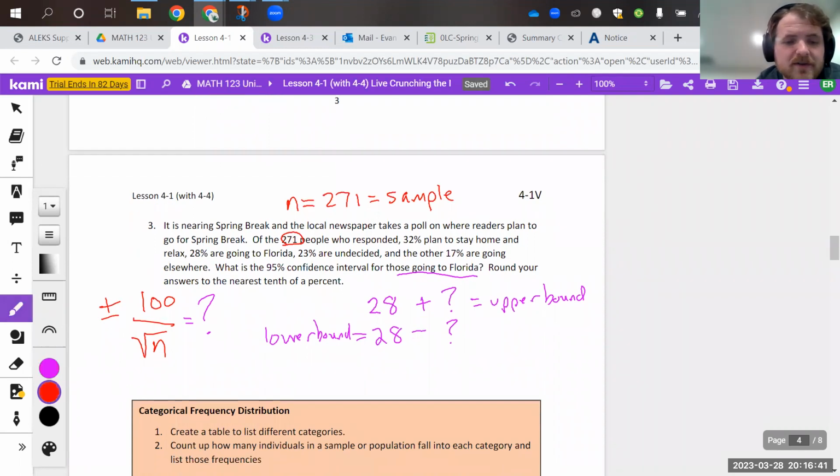So my n value, I've got plus or minus 100 over the square root of 271, which as I look at that, when I plug it into my calculator, I've got 100 on top, obviously, and then the square root of 271. And when I divide those, I get 6.07. So for my upper bound, I'm going to have 28 plus 6.07, or it says round to the nearest tenth, so I'll do 6.1, which was 34.1.